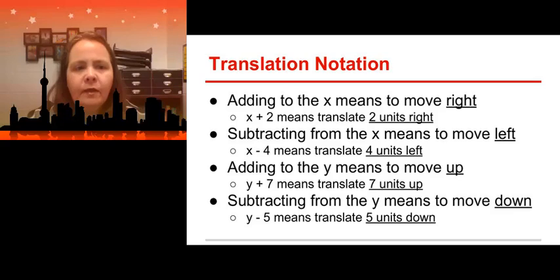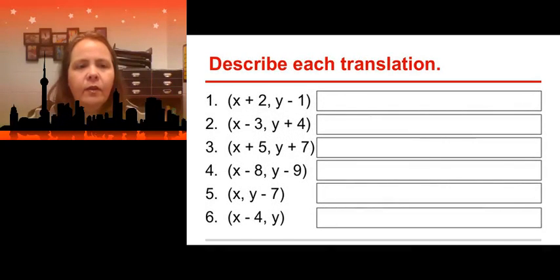Now we can combine those together so that they look like an ordered pair, and that's what we're going to look at next. Here we want to describe each translation, and I'm going to show you the first one. The first one, we are moving x plus 2 and then y minus 1. X plus 2 tells us we're moving 2 units to the right, and then y minus 1 tells us we're moving 1 unit down. So we would fill in the box there with 2 units right and 1 unit down.